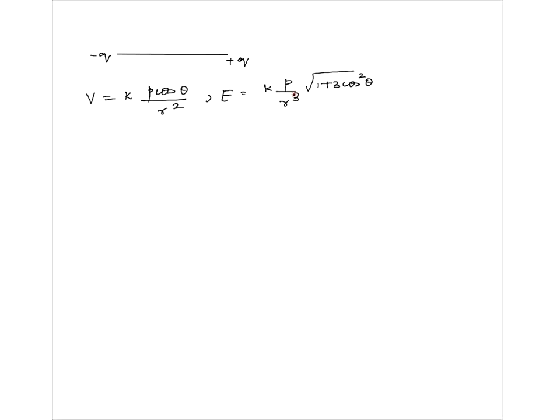What about the field? Field doesn't matter, cos square. So it will be twice Kp by r cube. And by the way, this is the magnitude. Magnitude will be twice Kp by r cube.